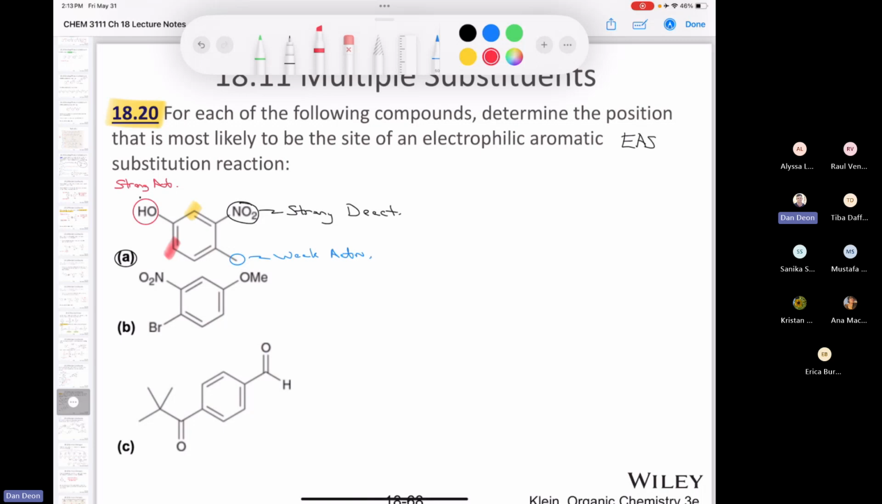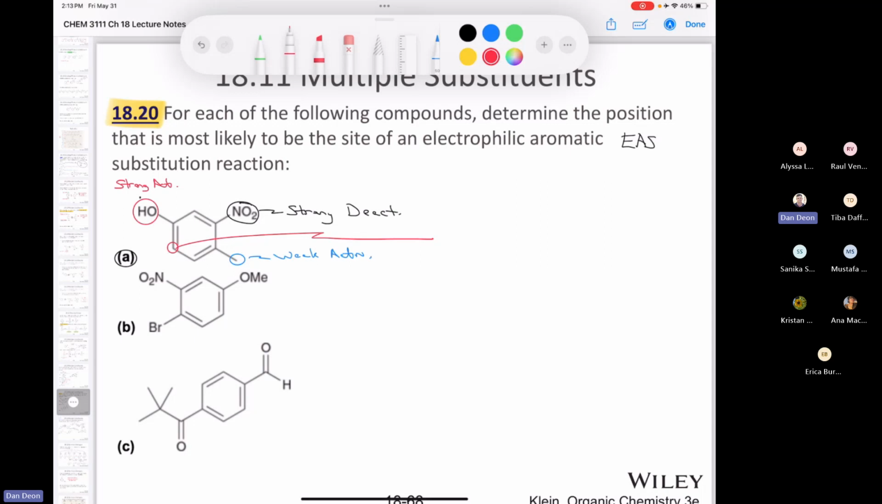Exactly. Thanks, Anika. Thanks, Erica. It's to the red position, isn't it? Because we rarely get any kind of substitution at a 1-3 position in between two substituents that are 1-3 substituted. So we would very rarely get anything there. So this is the place where we're going to get our activation. Okay, let's try the next one.